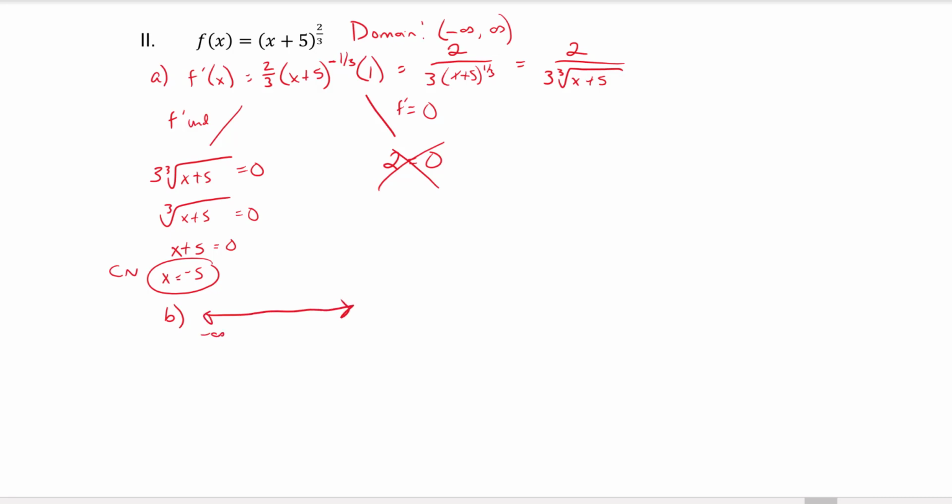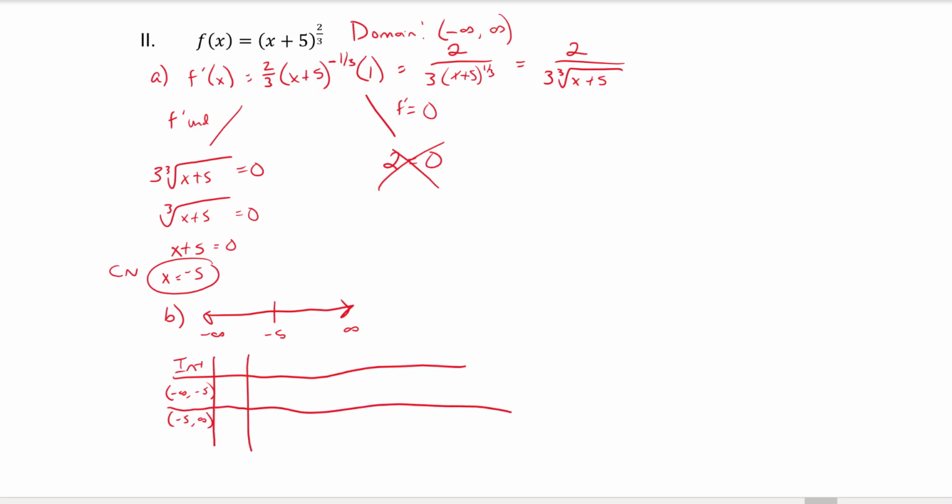We start with our domain, negative infinity to infinity. Throw in our critical number as a point to break it up, so -5. That means our intervals are going to be negative infinity to -5 and -5 to infinity. We only have two this time. For our test points, on negative infinity to -5, let's choose -6. On -5 to infinity, 0, because 0 is always an easy number to substitute in if you can.